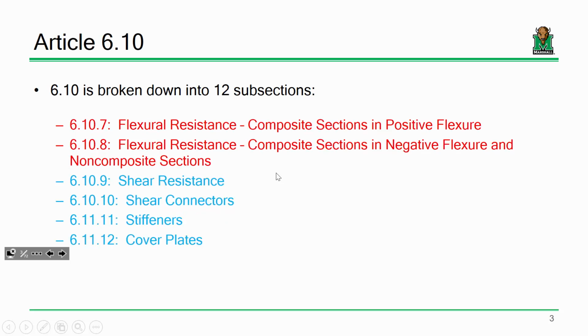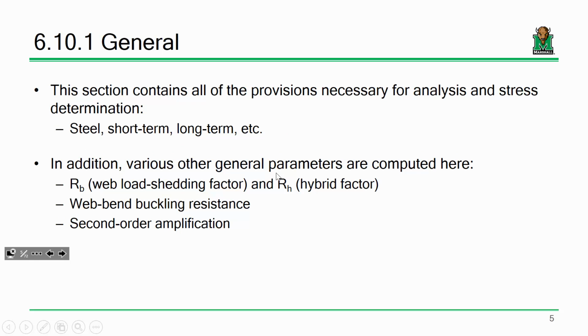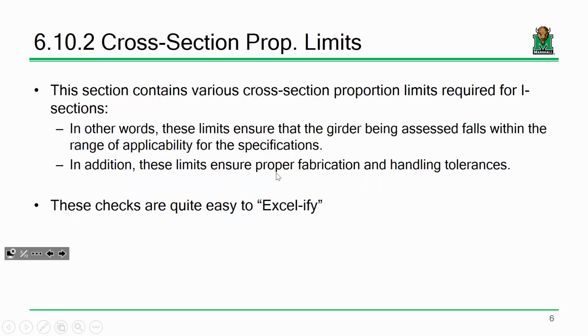Okay, so we've got here, for instance, a series of sections, and we're going to take these one at a time. Okay, now 610.1, there aren't really any design checks in there. That was just all the general stuff, like how you calculate stresses, short-term, long-term, where's the definition for a hybrid factor, and all that other just general stuff. There's no real checks, okay? Let's start getting into this. 610.2, cross-section proportion limits, okay?